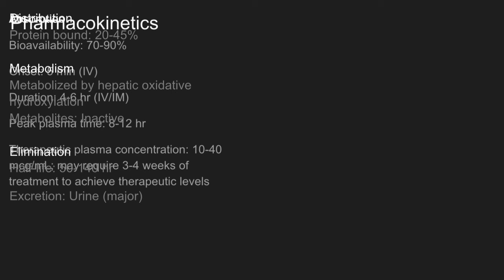Pharmacokinetics. Absorption. Bioavailability is 70 to 90%. Onset is 5 minutes intravenously. Duration is 4 to 6 hours intravenous or intramuscular. Peak plasma time is 8 to 12 hours. Therapeutic plasma concentration is 10 to 40 mcg/mL and may require 3 to 4 weeks of treatment to achieve therapeutic levels. Distribution: protein bound is 20 to 45%.